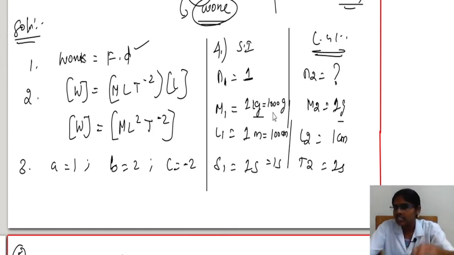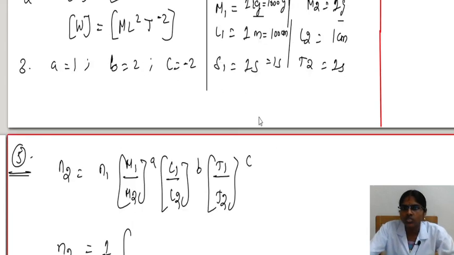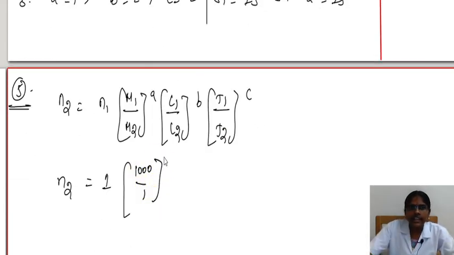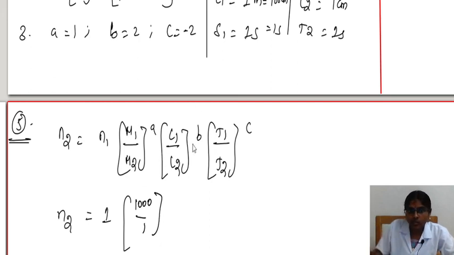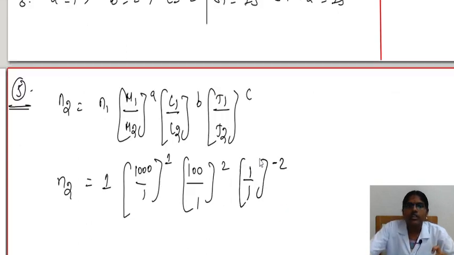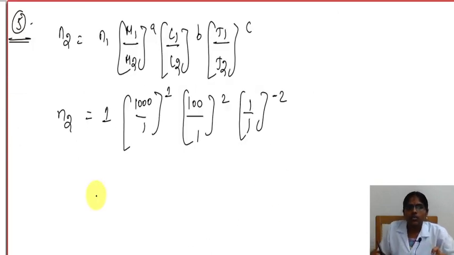Here M1 is 1000, because we have to convert from SI to CGS. So M1 is 1000 by 1. What is A? A is minus 1, sorry, plus 1. What is L1? 100 by 1. B is 2. And what is T1 by T2? It is just 1 by 1 power minus 2. Alright? Okay. So now do this.